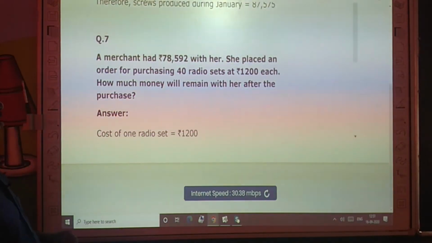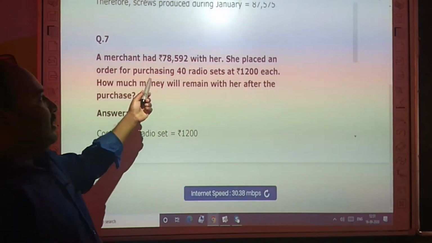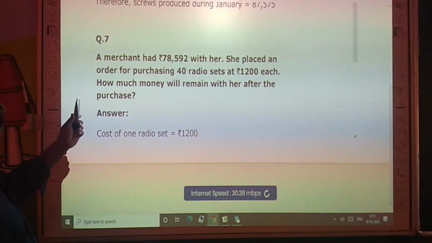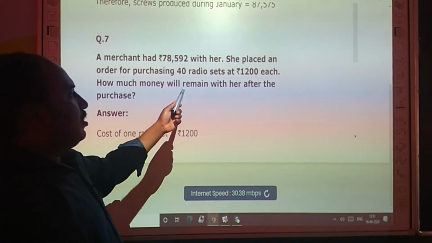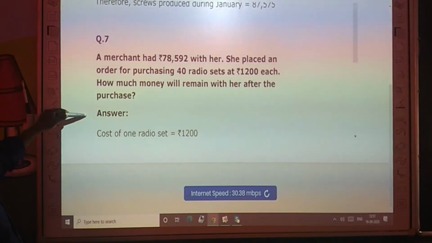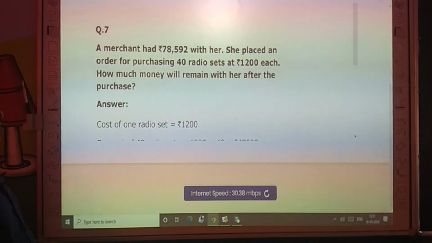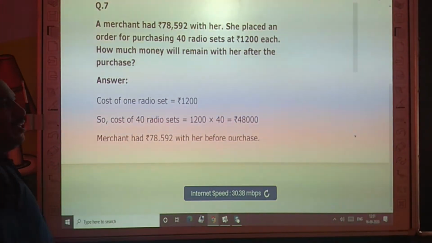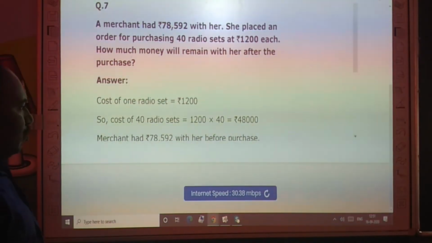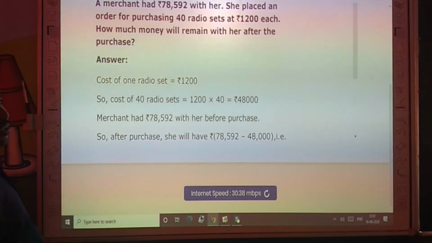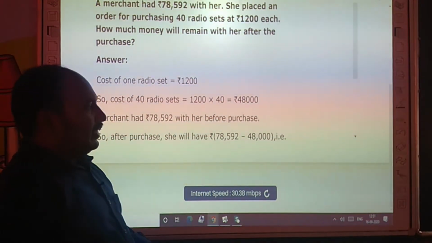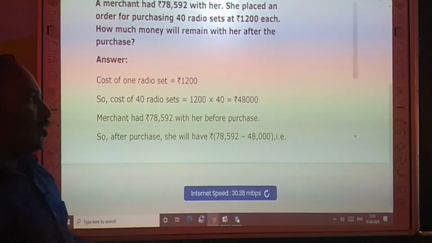Question number 7. A merchant had 78,592 with her. She placed an order for purchasing 40 radio sets at 1,200 each. How much money will remain with her after the purchase? Cost of one radio set is 1,200. So for 40 radios, the cost is 1,200 into 40, which is 48,000.